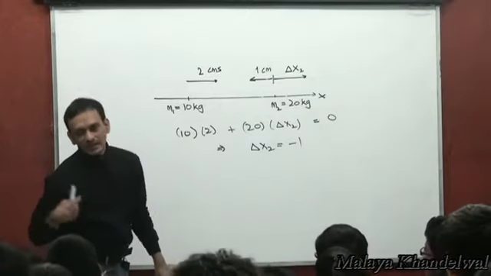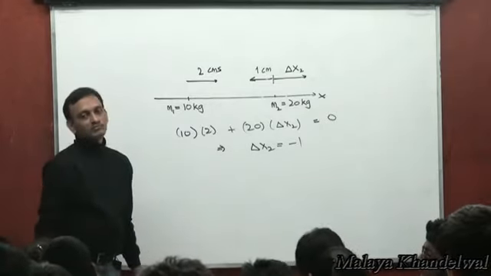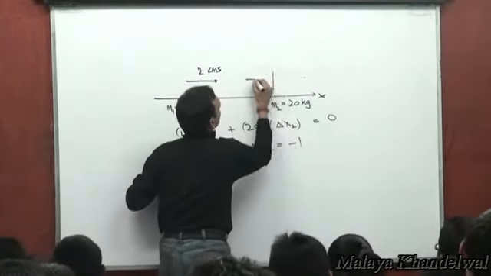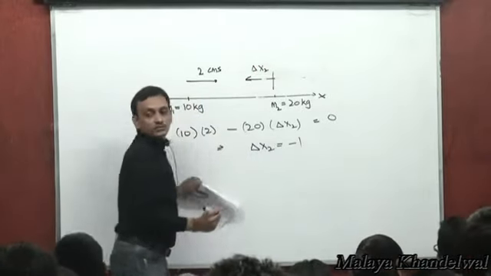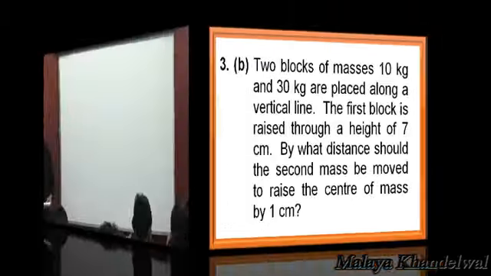And it turned out to be minus. It is in the opposite direction, 1 centimeter. Yeah, then if you had taken delta x2 in this direction, then I would have said minus 20 into delta x, right? So that was 3a.